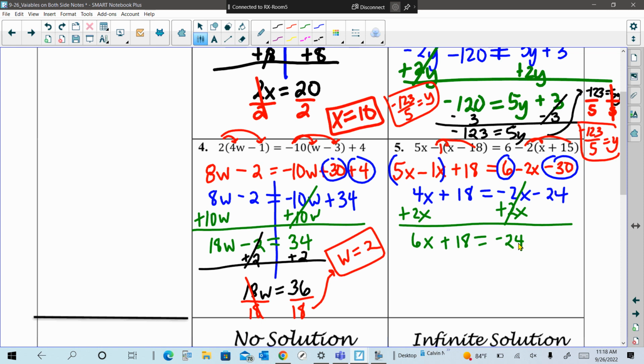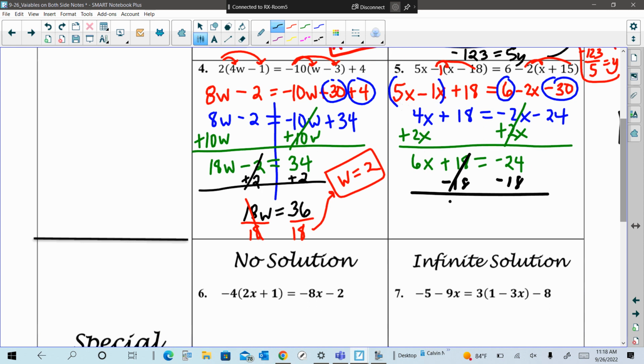Brianna, that's right. That's the right answer. So you should have minus 18. Don't forget your signs. You would end up with 6x equals negative 42. And you should have divided by 6. So x equals negative 7.